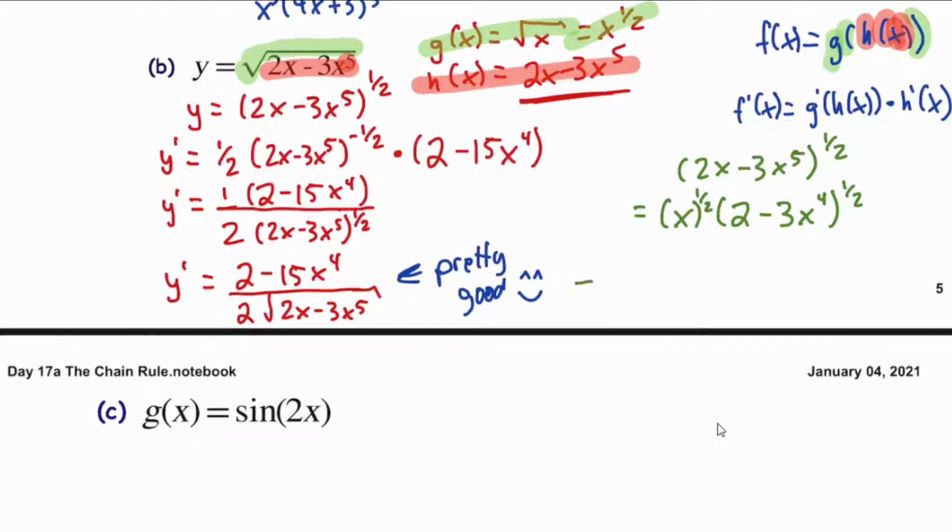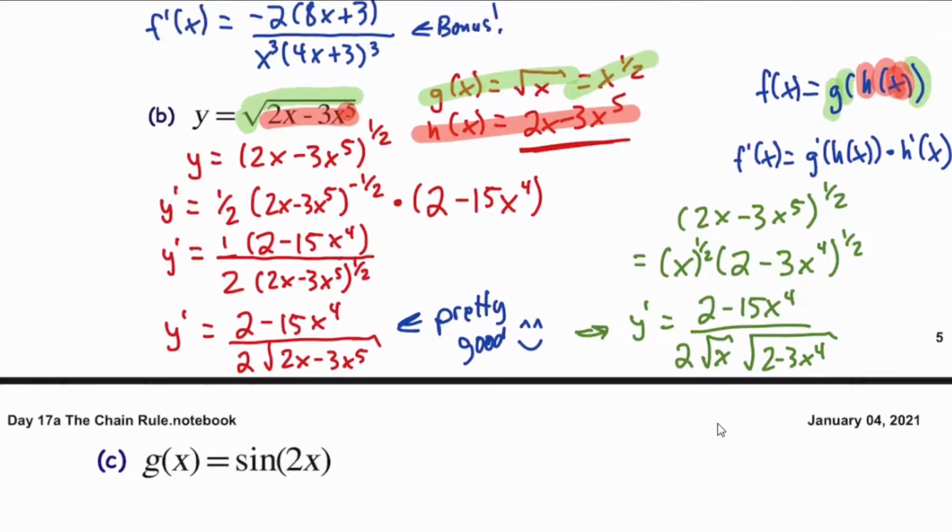So I could rewrite this as y prime equals 2 minus 15x to the power of 4 over 2 times x to the power of half, or root x, and root 2 minus 3x to the power of 4. It's not necessary. It's just more of an example that we could do it that way.